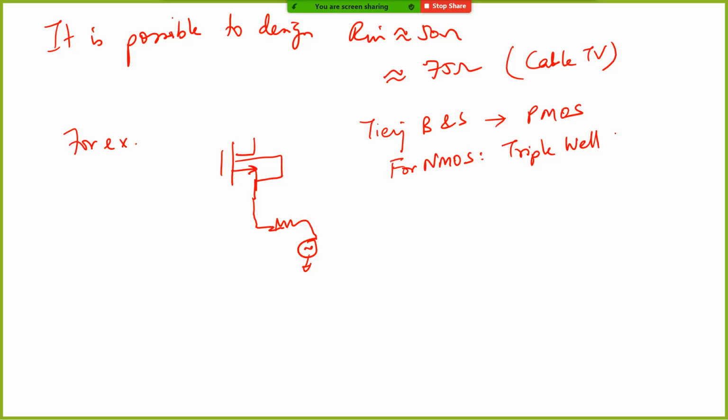I have discussed this earlier. That is, you put a well within a well, and you have a triple well transistor where you can connect your bulk to the source. If you do that, your input impedance becomes almost equal to 1 by GM. So for 50 ohm input impedance, you will need a GM of 20 millisiemens. With that you can design your common gate amplifier. All right, any doubts, any questions?